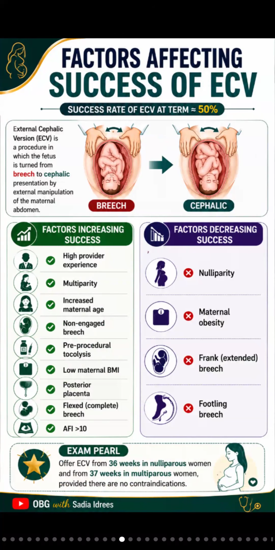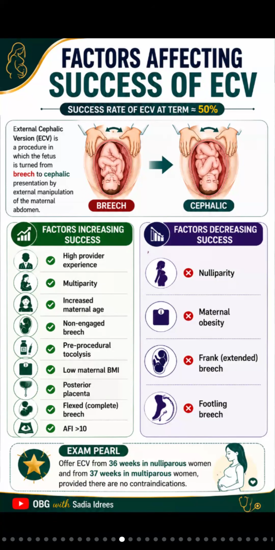Multiparity, increasing maternal age, non-engaged breech, pre-procedure tocolysis with nifedipine or salbutamol, low maternal BMI, posterior placenta, flexed or complete breech, and normal AFI all favor success. But if the woman is nulliparous, obese, or has a frank or extended breech or footling breech, there are fewer chances of success. So, in a woman who comes with breech presentation, you have to do ECV.